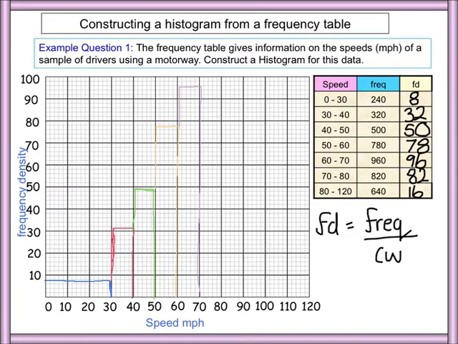That takes a little while, this, doesn't it? So 70 to 80 goes up to 82, nearly running out of colours as well. And the final one is 80 to 120, and that has a frequency density of 16. So all the way across at 16, I can draw in the rest of the histogram. So that's it, completed. Let's have a look at another example just to make sure we know what we're doing.